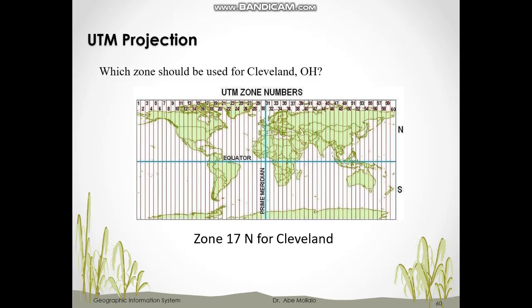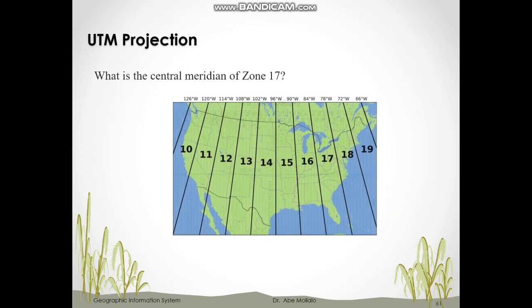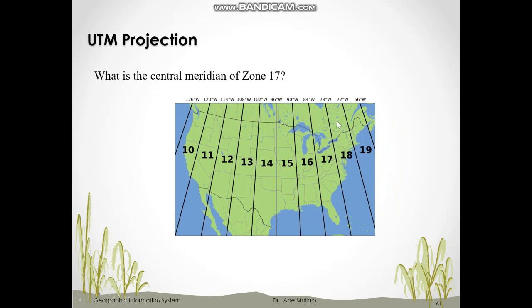How about the central meridian? Because we know that each zone has a central meridian, okay? So how about the central meridian for zone 17? Here is zone 17, which is from 84 degrees west to 78 degrees west. And we know that the central meridian is in the center of the zone, so it's the middle of these two numbers. So the value is going to be 78 plus 84 divided by 2. So the longitude of the central meridian is 81 degrees west. That's the central meridian of zone 17 north for Cleveland.